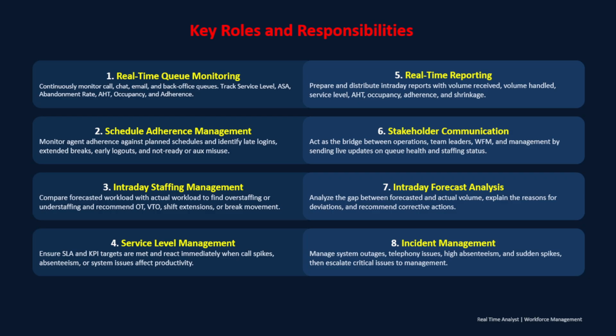You have to see the ASA, how quickly we are answering the customer calls, what is the abandoned rate of the floor, AHT, what is the AHT of the floor, occupancy, how much your agents are occupied throughout the day, adherence, how your adherence is going, because these are the main KPIs of a call center. Okay, so if you miss any of these, your SLA is definitely going to be hit, and you are going to get an escalation from the client side.